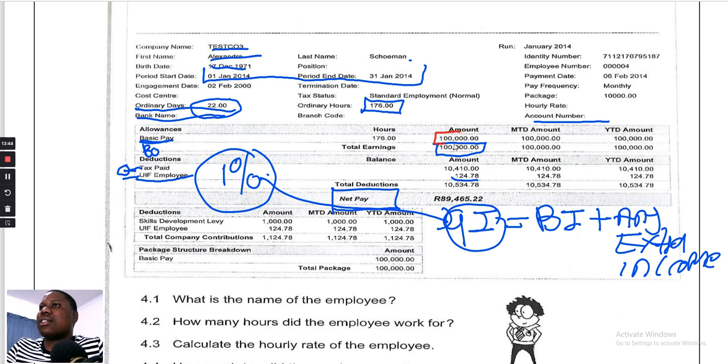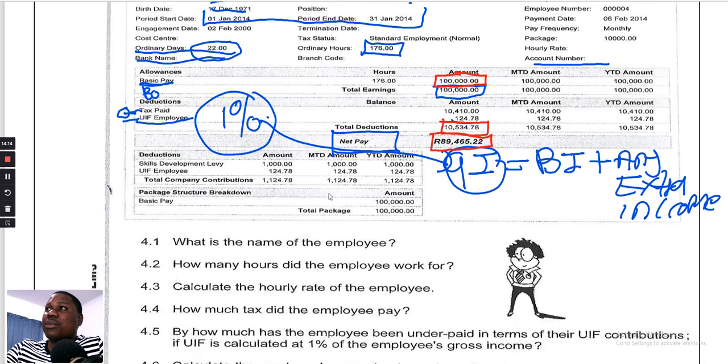For them to get that net pay, they said 100,000 minus 10,534. Then they got this amount as a net pay. Okay, remember, whatever we have done here, we were not answering any question. We are trying to understand this financial document. Okay, so we can move forward now.